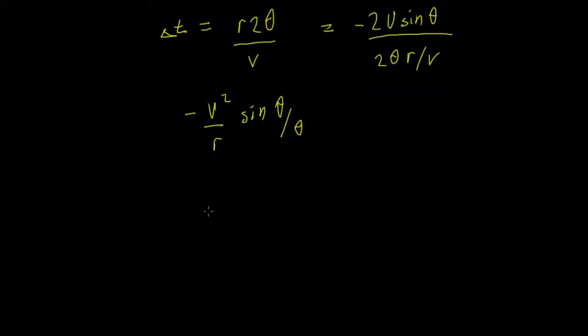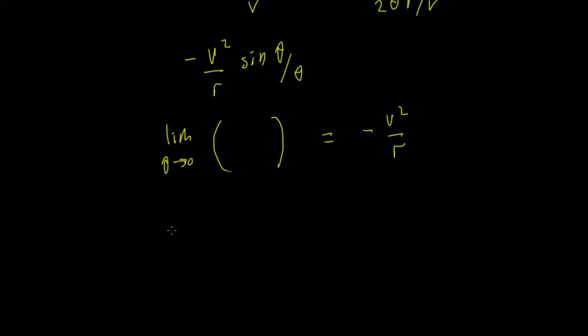Now again we're going to take the limit as theta tends to 0 of all of that, and the sine theta upon theta will just tend towards 1. So you're just going to end up with the minus v squared upon r. So we're going to have the centripetal acceleration equals minus v squared all upon r.